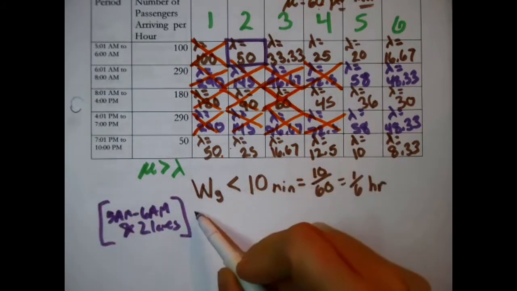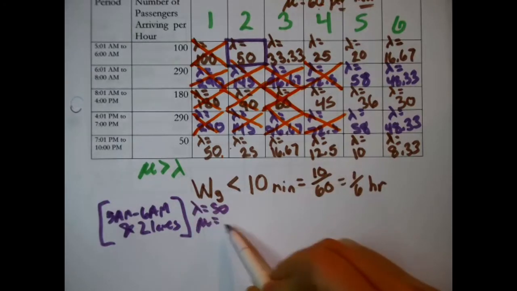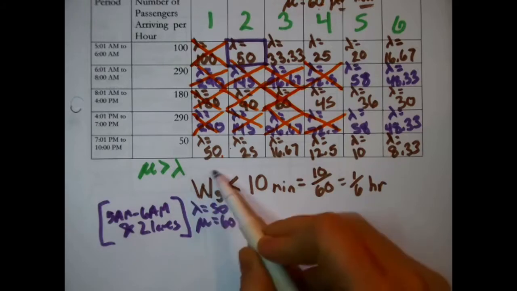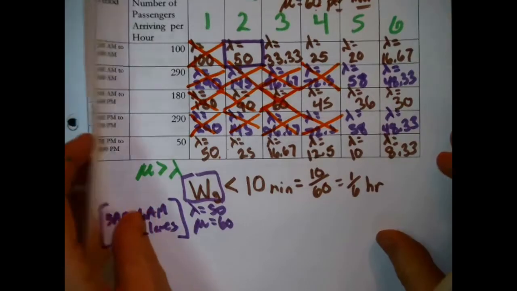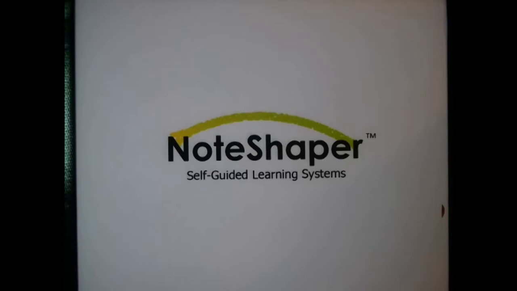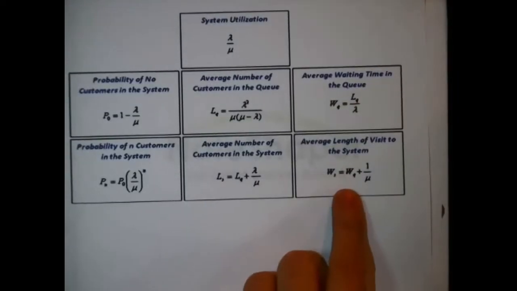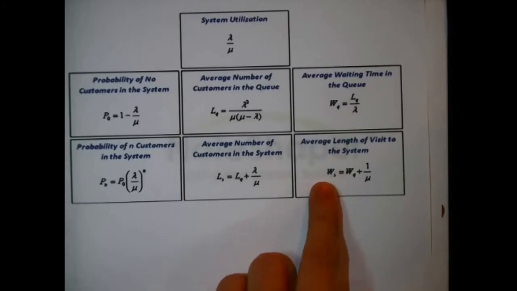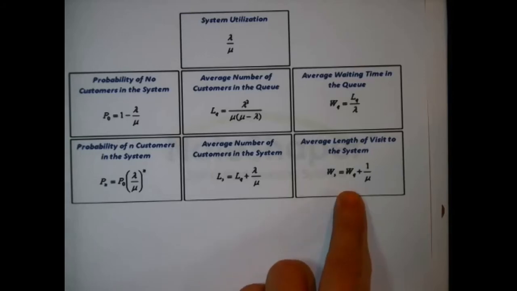Because that means that lambda equals 50 and mu equals 60, and I need to calculate this. So I need a formula sheet. Luckily, with the notes, there's a formula sheet. I need to use that formula right there, W sub S, with lambda equal 50 and mu equal 60. But wait a minute, that formula, I'll copy it here.